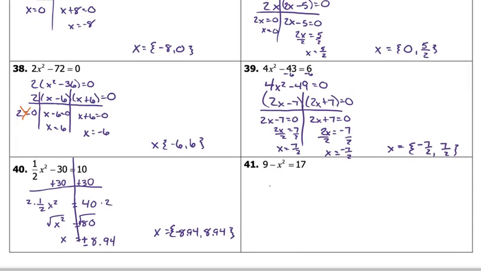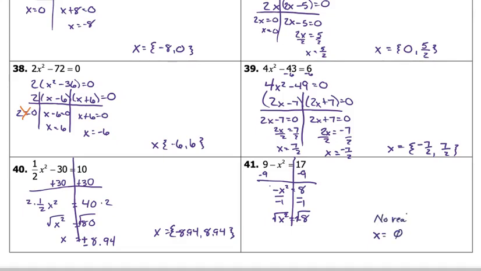41, let's try the square root method. So I'm going to subtract 9 from both sides. Remember, keeping in balance. So I would have negative x squared equals 8. Now I need to divide both sides by -1. So I would have x squared equals -8. And I would go ahead and take the square root of both sides. And I would know that that negative there tells me that my solution would actually, for now, be no real solutions. There's no real solution.